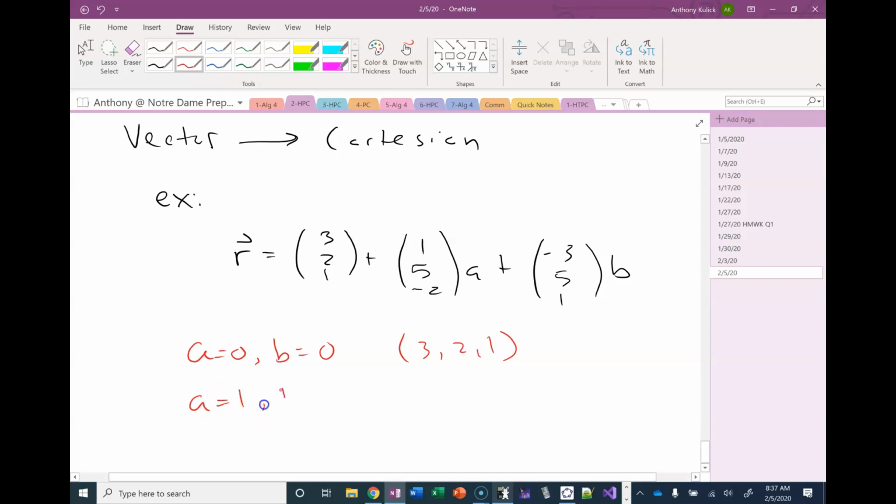Next thing I'll do is pick A to be 1 and B to be 0. So when I do that, I'm basically just adding these two vectors together. Everybody okay there? And then to get my third point, I'm going to pick A to be 0 and B to be 1. So I'd just be adding those two vectors there.